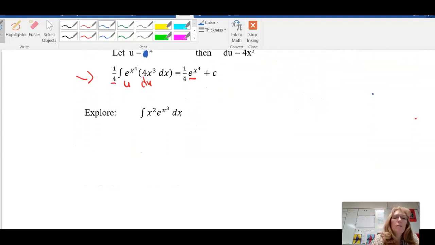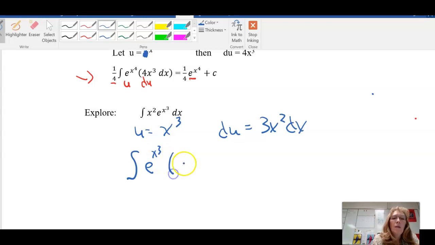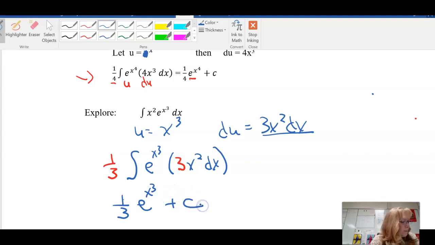Okay, let's go to your next one. So your u is x cubed. Your du then is 3x squared dx. Okay, let's rewrite. We got e to the x cubed, and then we've got x squared dx. In order to match, we need to multiply by 3, which means we also must divide by 3 to keep our balance. Now when we do our integral, we're going to have the 1/3. We know that the antiderivative of e to the x cubed is itself. So that's just 1/3 e to the x cubed plus c.